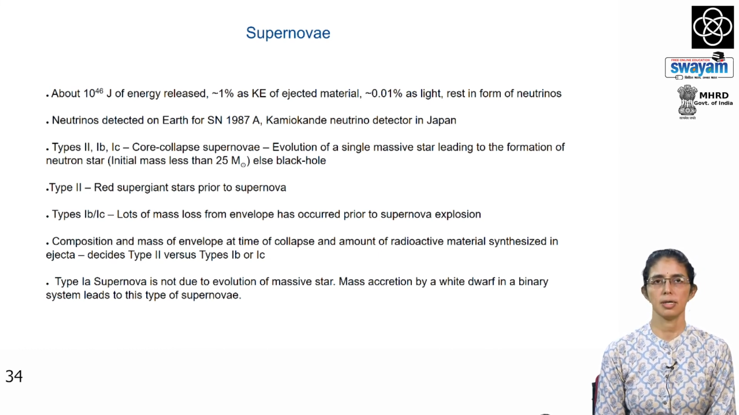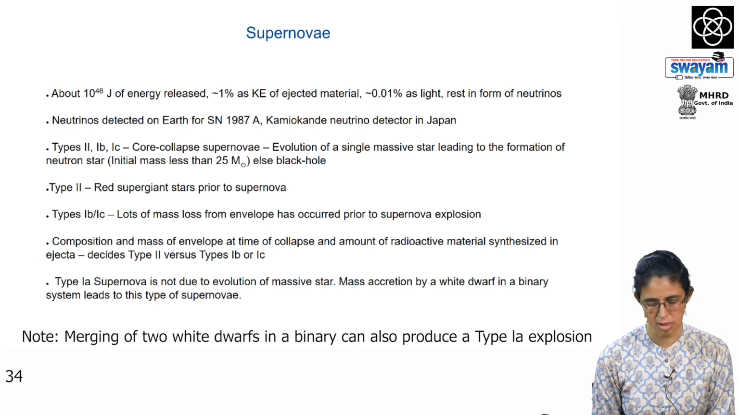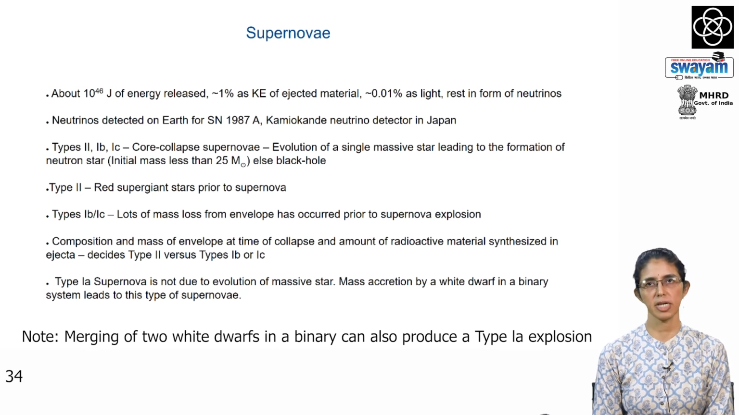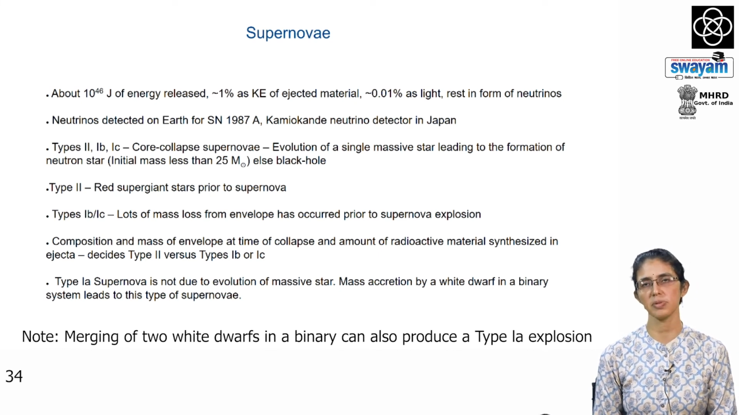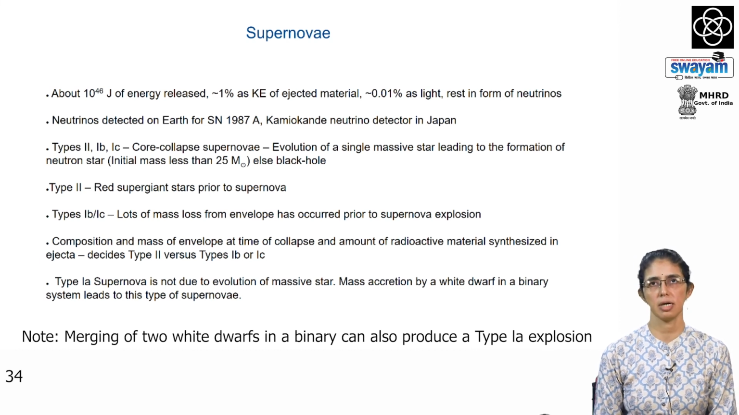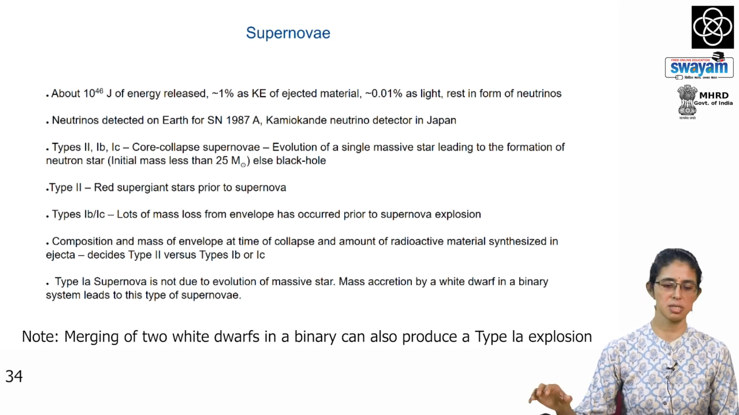We now associate type 1a supernova with a white dwarf system, that is a white dwarf in a binary system, and when this white dwarf takes in material, accretes material from the companion, then it can become massive and it can explode as a supernova in the later evolutionary stages.